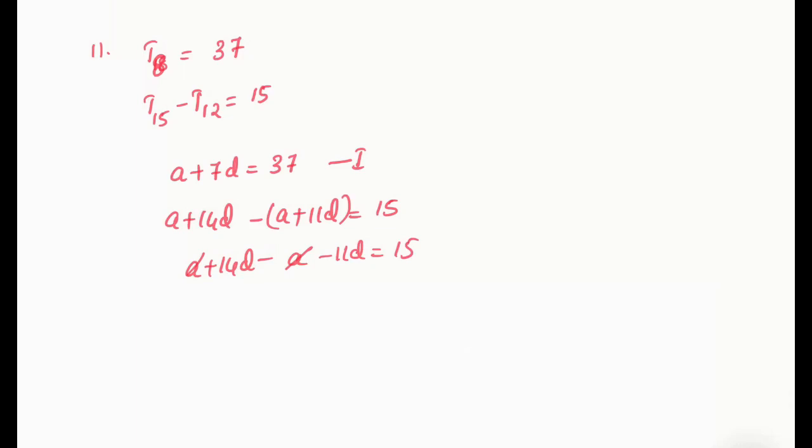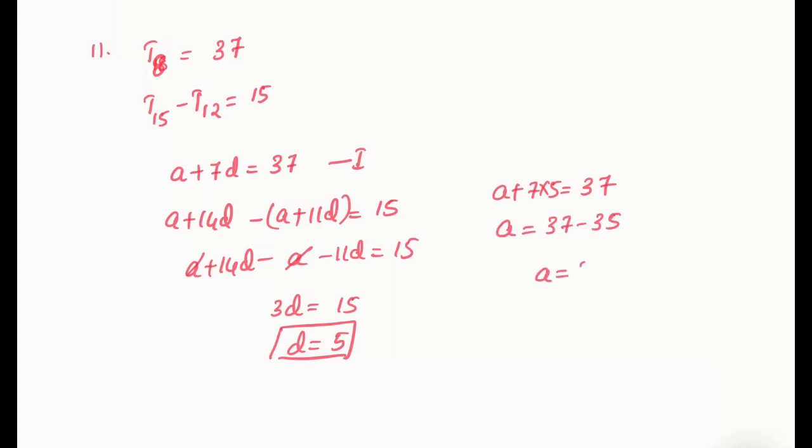So you have 14d minus 11d is 3d equal to 15, and d is equal to 15 by 3, that is 5. Substitute in the first equation. What do you get? a plus 7 into 5 equals 37. a is equal to 37 minus 35. So you get a is equal to 2.